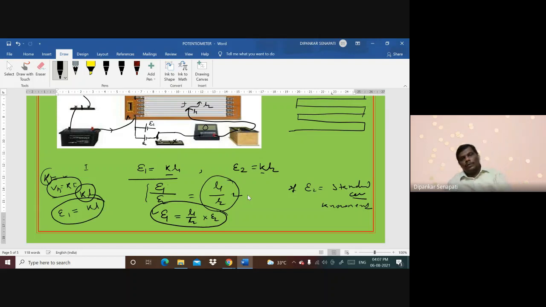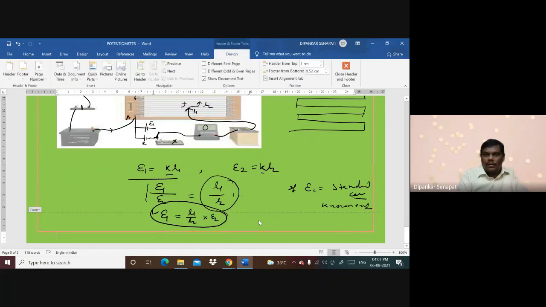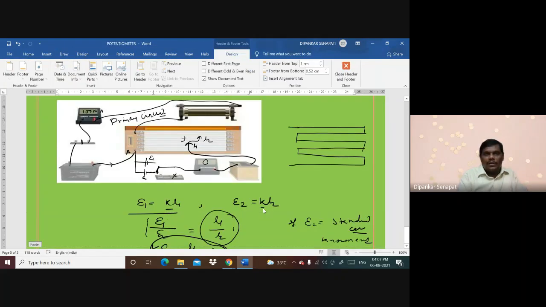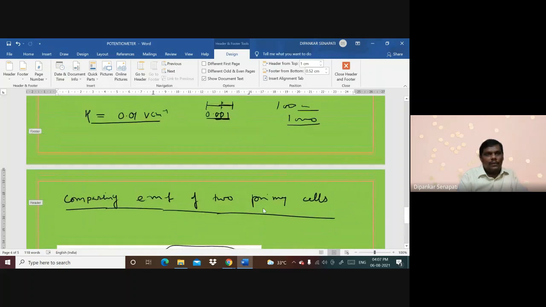So with this simple experiment, we can do both things. We can compare the EMF of two cells, and we can find the EMF of a primary cell. Dear students, it is very interesting and important at the same time. And please go through this video once again, and try to understand the working of the potentiometer.